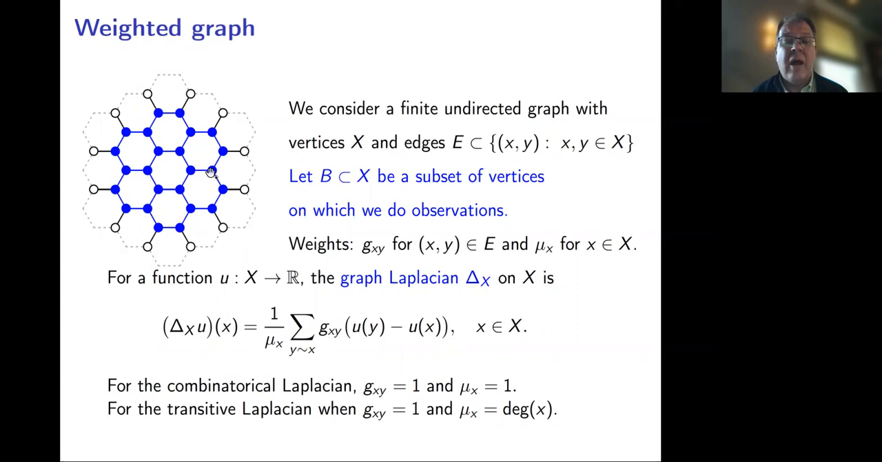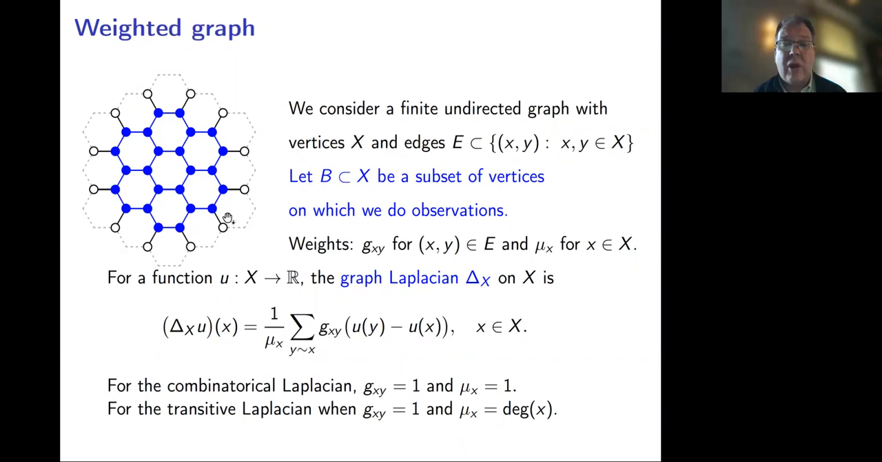The motivation for this formulation comes from the fact that for an elliptic partial differential equation, you use finite difference approximation. For instance, if you have just the Euclidean Laplacian, you use the typical five-point stencil discretization, and then you get very similar formulas for finite difference approximation of Laplacians. There are two important subcases: the combinatorial Laplacians, where all weights are one, and the transitive Laplacians, where the edges have weight one and the nodes have weight equal to the degree of x, the number of connections of x to the other nodes.